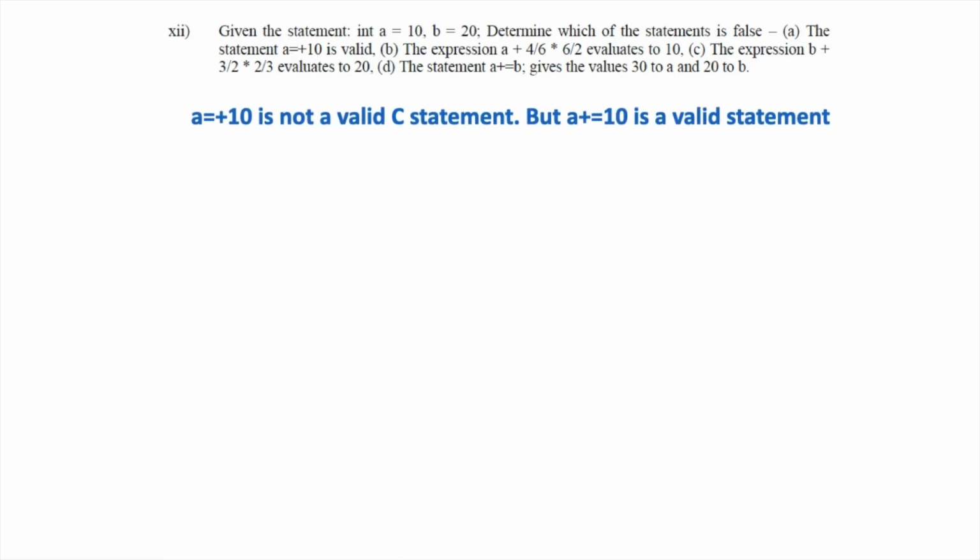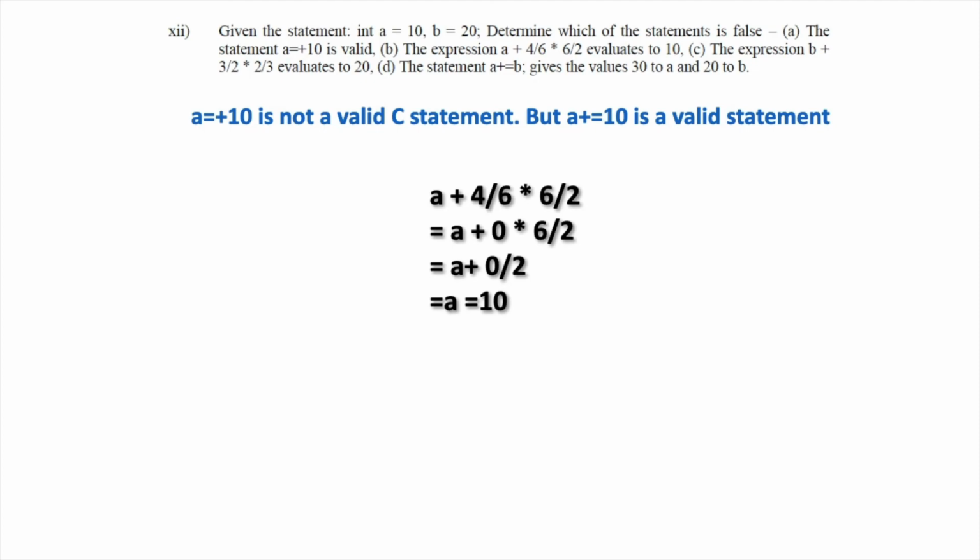Next question. Given the statement a equal to 10, b equal to 20, determine which of the statements is false. So we need to understand one by one. First statement, the statement a equal to plus 10 is valid. You see this is not valid, because the statement should be a plus equal to 10, then it is valid, because a plus equal to 10 means a equal to a plus 10. So this is not valid. So this is false basically.